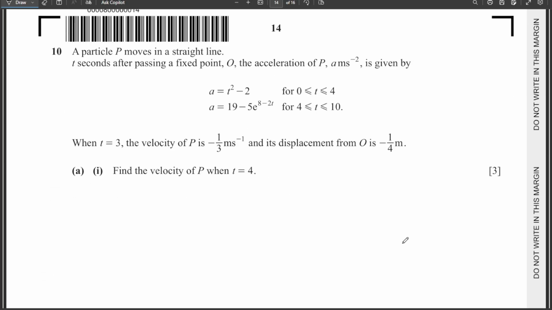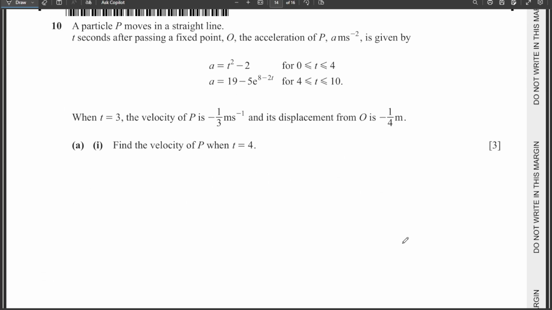Alright, next. The particle P moves in a straight line. After t seconds passing point O, the acceleration is given by two functions. At t equals 3, the velocity of P is negative 1 over 3 meters per second, and its displacement is negative 1 over 4 meters. Find the velocity of P when t is 4. Okay, they want us to find the velocity.